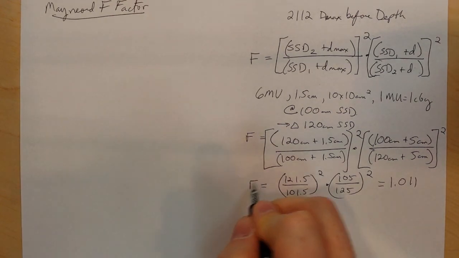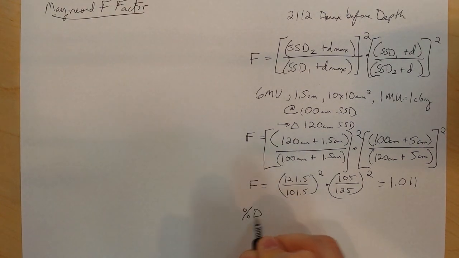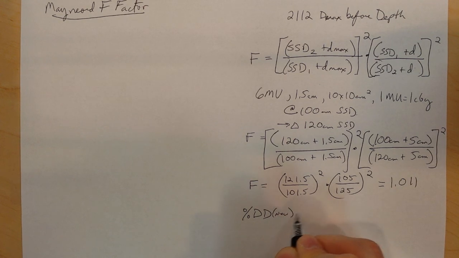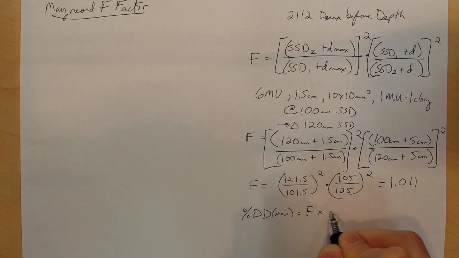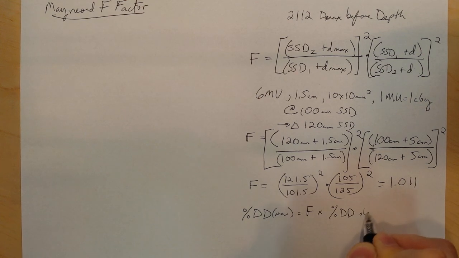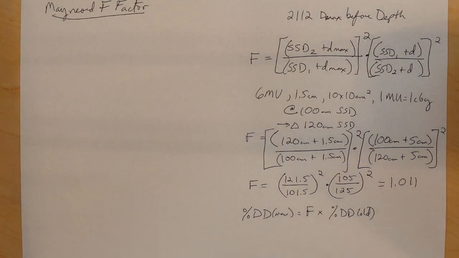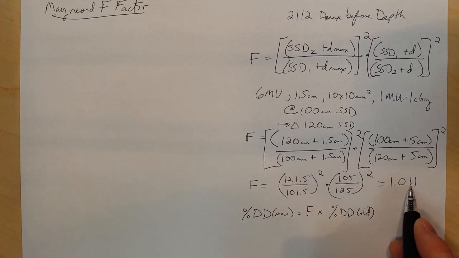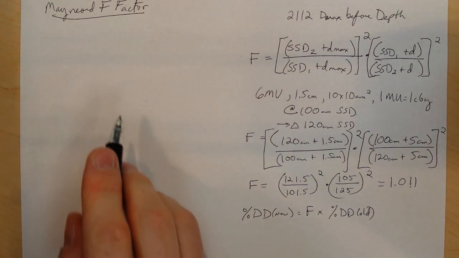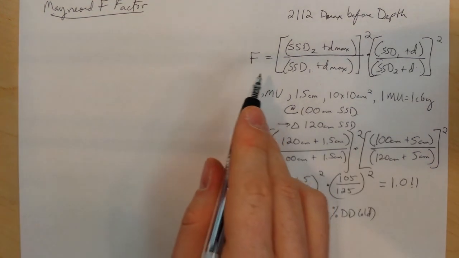So what we do to get our new percent depth dose is: new is going to be your Mayneord F factor times your old percent depth dose. It's a percent depth dose modifying factor. Now you'll see another reason why a lot of people just ignore the Mayneord F factor: at a 20 centimeter change in SSD, I only got a little over 1% change in my percent depth dose. Not crucial.